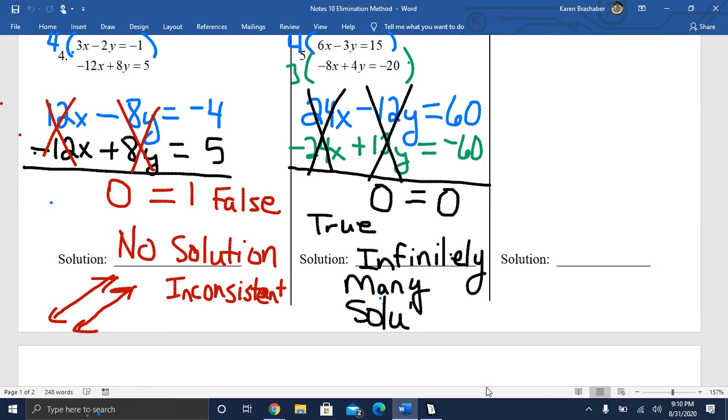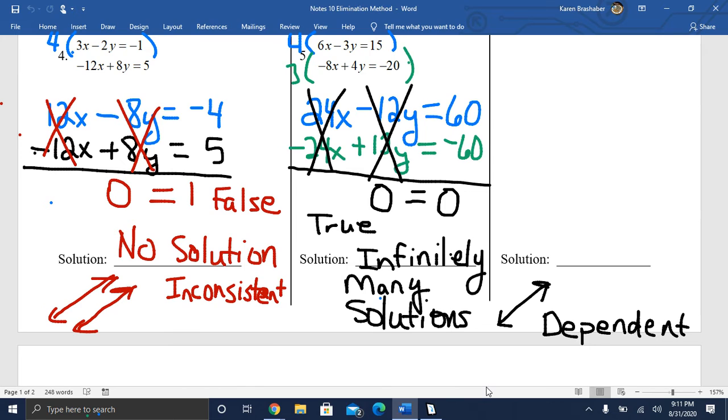And just a quick review of graphing, that would be where you have your first equation, and when you get ready to draw your second equation, it has the exact same slope, the exact same y-intercept, and in fact ends up being the exact same line. And these are dependent lines. They're consistent because they do have infinitely many answers, but they're also dependent on each other.